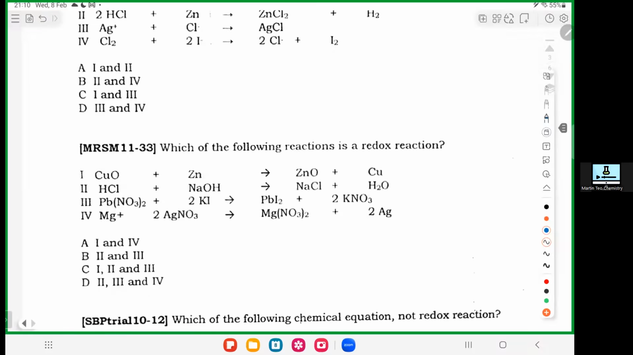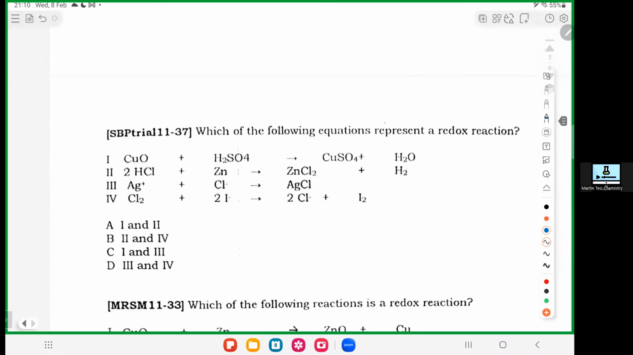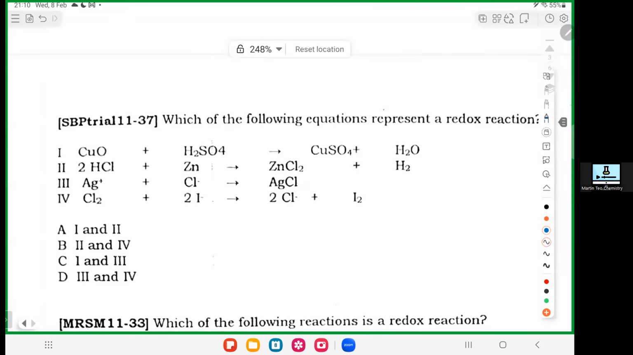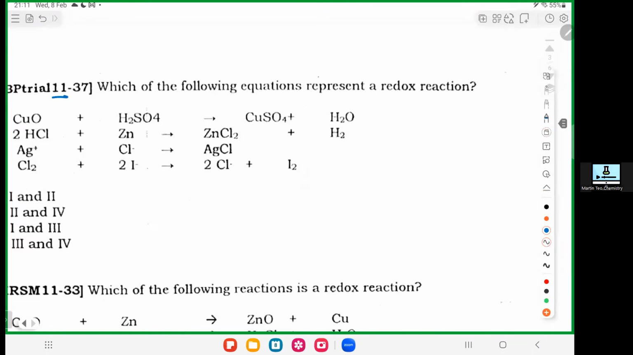Okay, now come to this question. This is an SBP trial exam paper in year 2011. So it's a little bit old, but still very relevant, still very useful until today. So let's do it. They ask you, which of the reactions here is a redox?